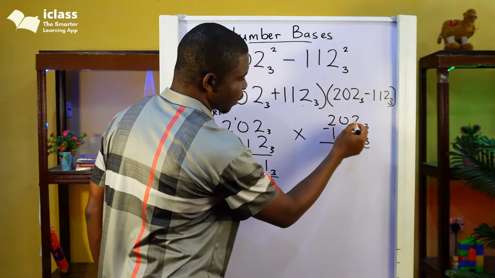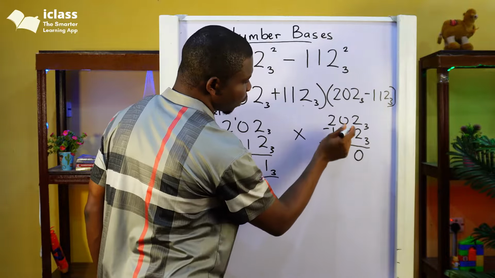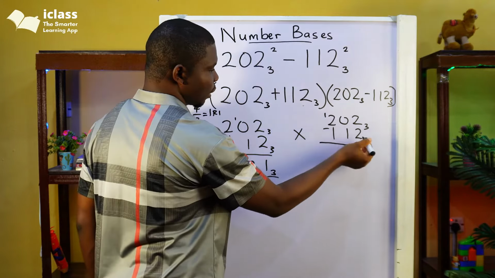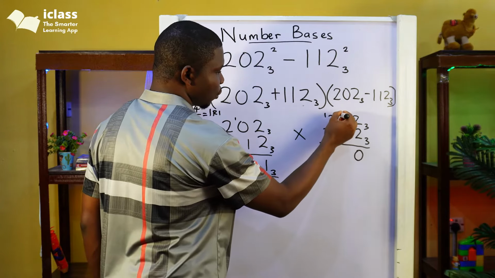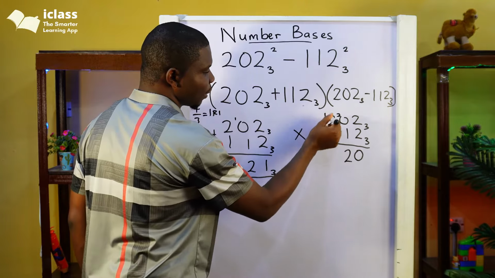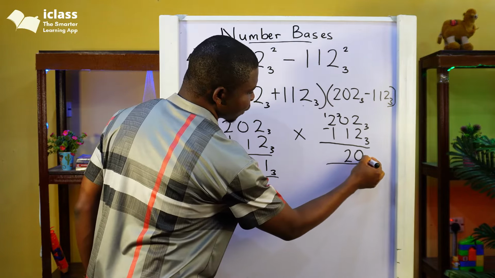Now let's get the difference. 2 minus 2 is going to be 0. 0 minus 1 cannot go, so I'll borrow 1 from here. This is in base 3, so what I'm actually borrowing is 3. 3 minus 1 is 2, and then 1 minus 1 is 0, right? So we have 20 base 3.